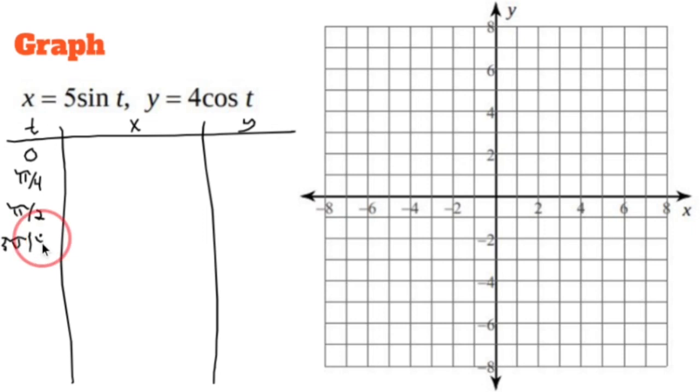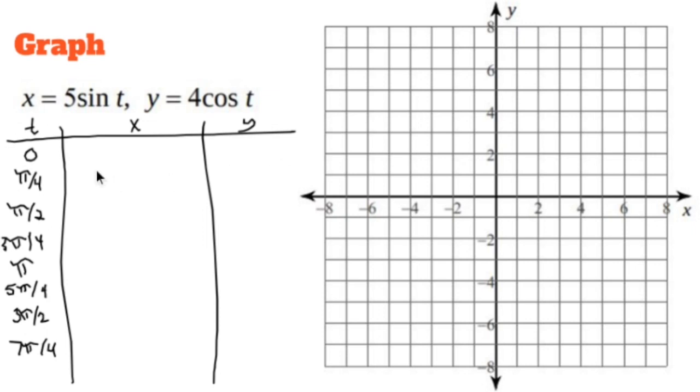All right, so I'll plug in pi. I'll plug in 5 quarters of a pi. I'll plug in, what's next? 3 pi over 2. I'll plug in 7 pi over 4. And that should get me where I need to be.